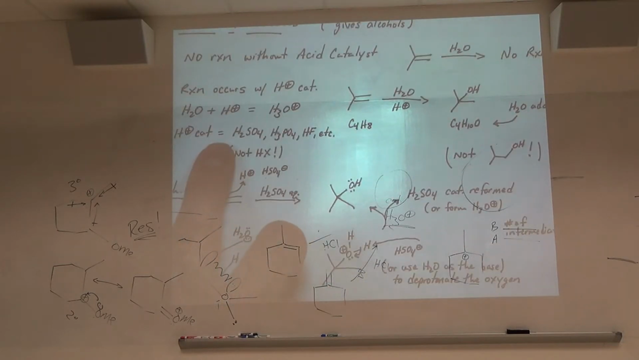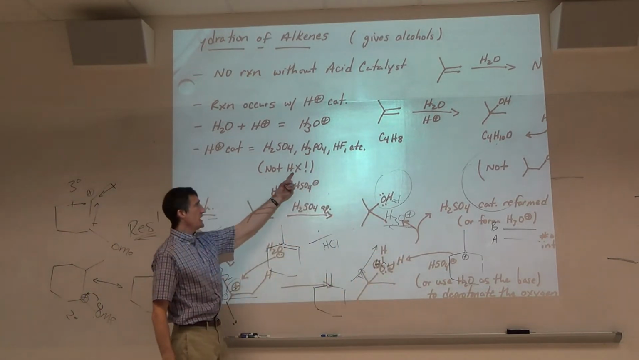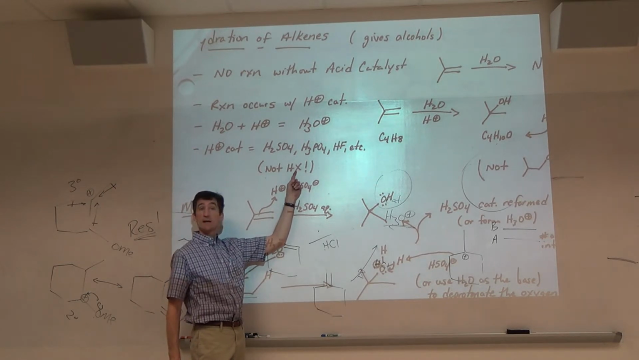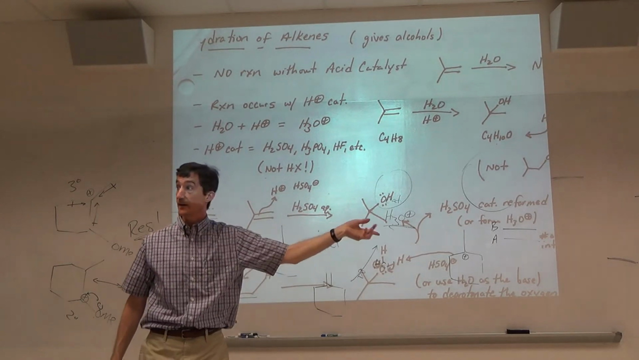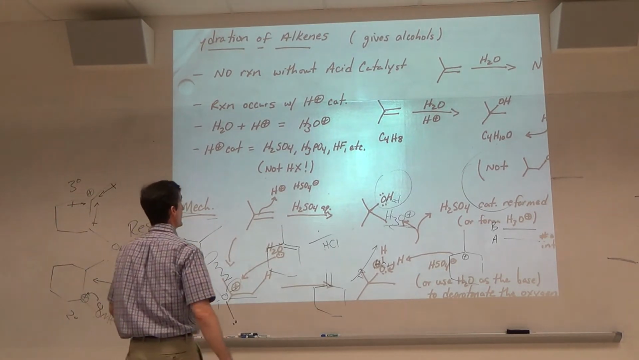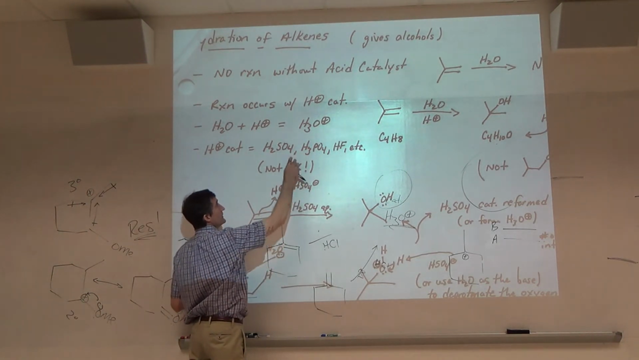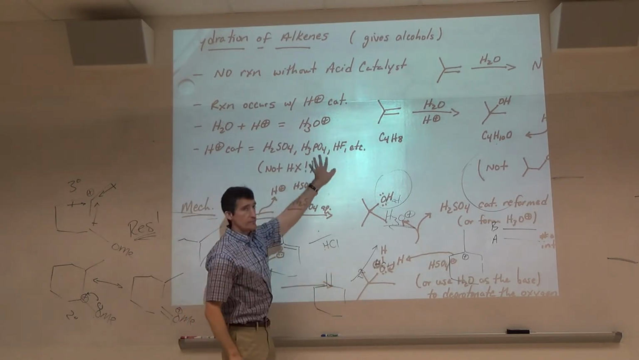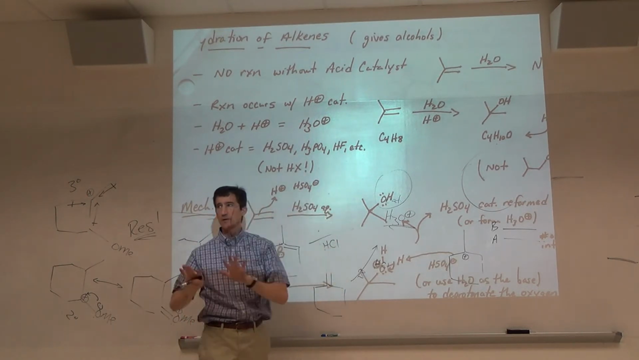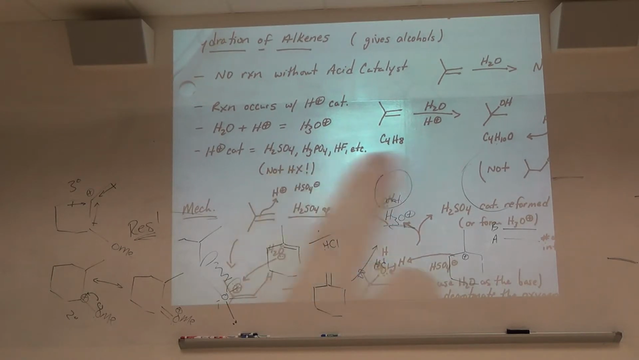What are your H plus catalysts? Usually sulfuric, phosphoric, HF. There may be others. But not HX, not HBr. You don't want to use that as a catalyst because HBr reacts with alkenes to give alkyl bromides. You don't want your anion to be nucleophilic. Sulfate will never add to a cation. Phosphate will never add to a cation. F minus will never add to a cation in this class. But Br minus, Cl minus and I minus will. So you don't want your catalyst competing and giving you an alkyl halide.